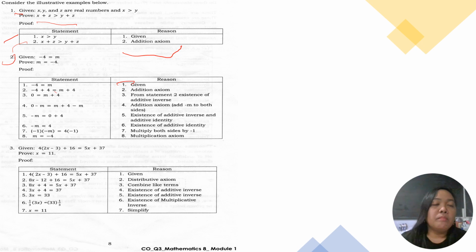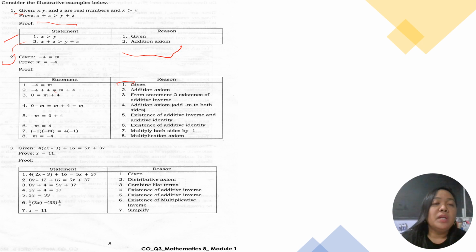Then, by addition axiom again, from statement number 3 here, we will add negative m to both sides of the equation. Why negative m to both sides of the equation? So that we can eliminate m in this equation. So we will add negative m to both sides. That's addition axiom, right? Then 0 minus m is equal to m plus 4 minus m.